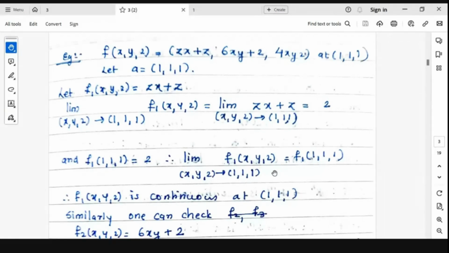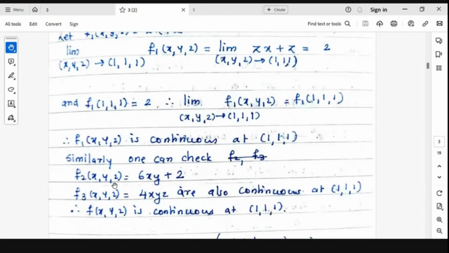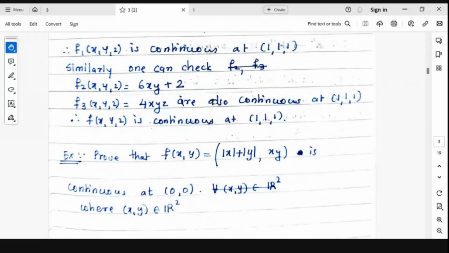So f1 is continuous at (1, 1, 1). Similarly, you can check the continuity of f2, which is 6xy + 2, and f3, which is 4xyz, and you will find that both of them are also continuous at (1, 1, 1), and that's why the vector valued function f(x, y, z) is also continuous at (1, 1, 1). Okay, now try proving this exercise on your own.